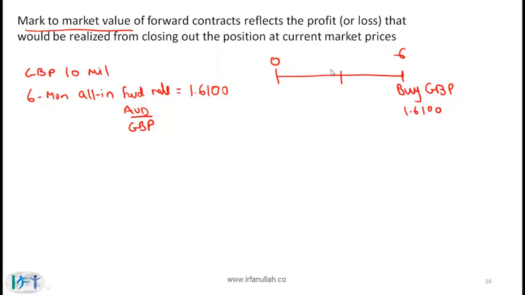3 months into this contract, we want to mark to market. So to mark to market, the way we figure out the value is what would be the profit or loss that we would realize at this point if we close out our position. So how do we close out our position? We close out our position at this point by getting into another contract again against GBP.